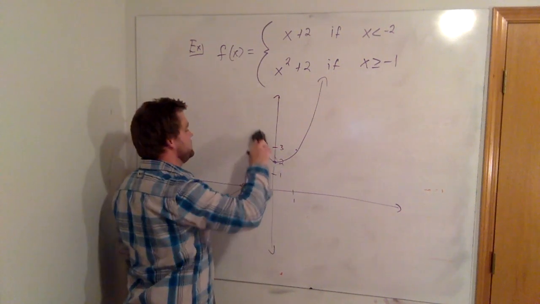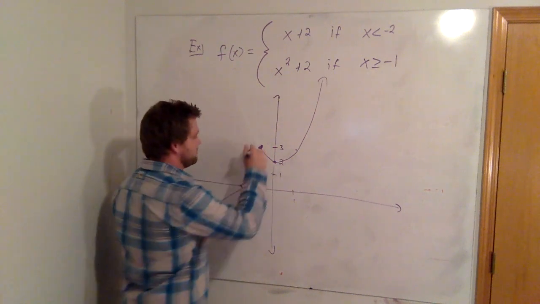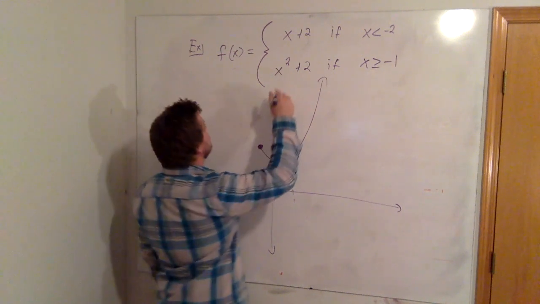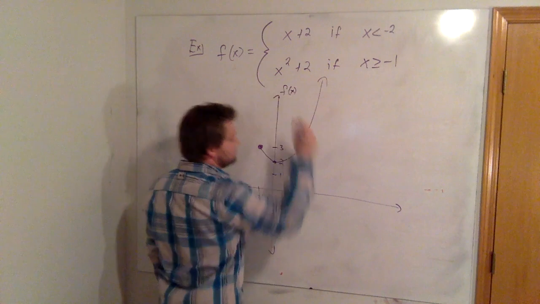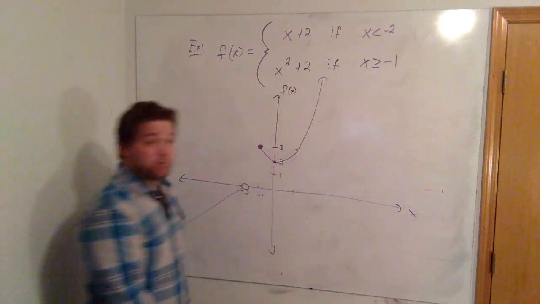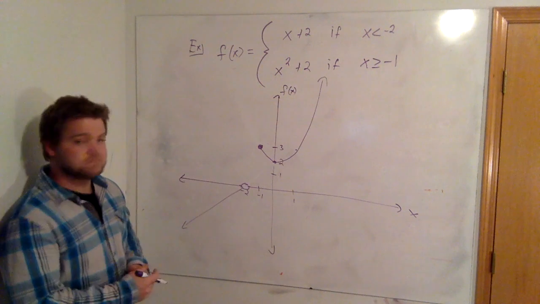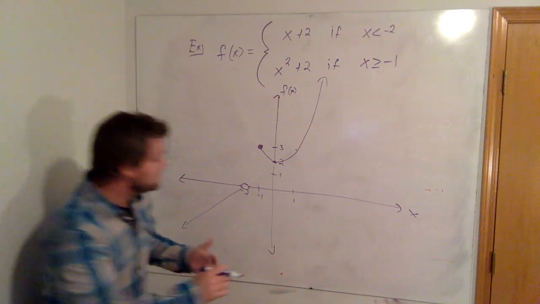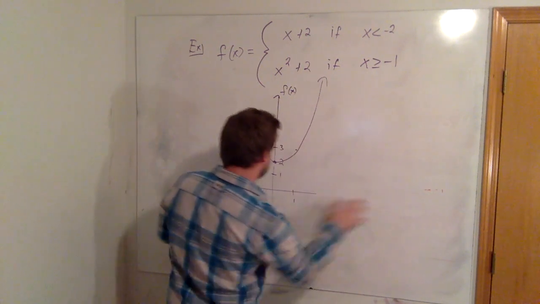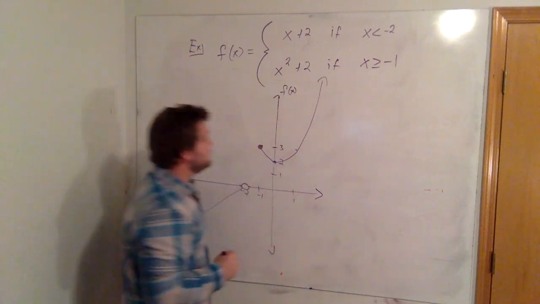And here we have it. This is the graph of this piecewise function. So this is the graph of f of x. Notice it's a piecewise function because this function is defined differently on different intervals. Okay, so let's go ahead and talk a little bit about this function.